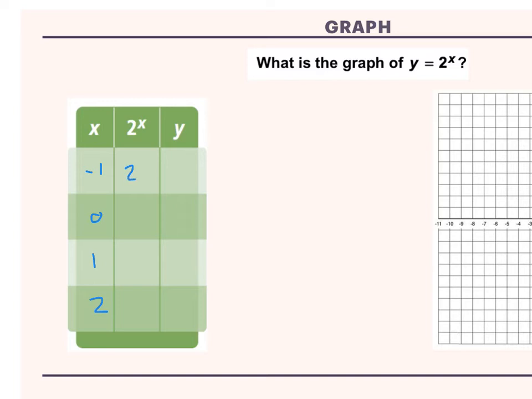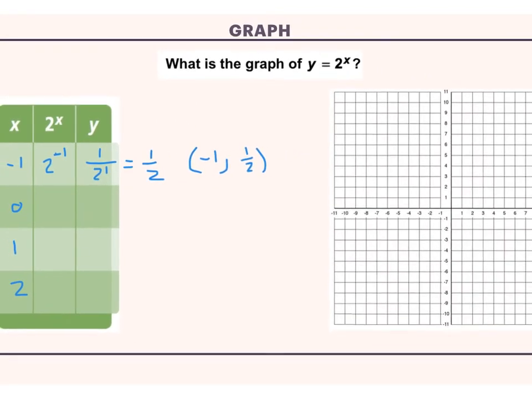So if we have 2 raised to the -1, any exponent that's negative changes this into a fraction. So if 2 raised to the -1 is on top, to make this a positive one, we put it on the bottom. So now we have 1 over 2 raised to the 1, which is just 1/2. So when we plug in -1 for x, we get 1/2 for y. So we're going to go to our graph. We're going to go to the left 1 and up 1/2.